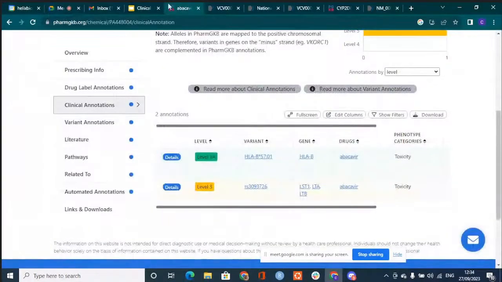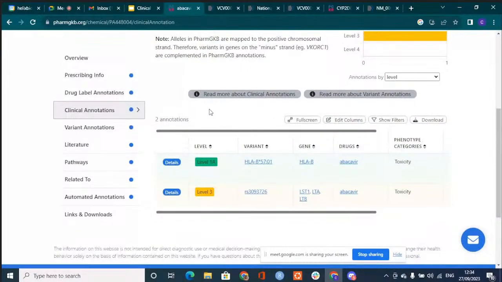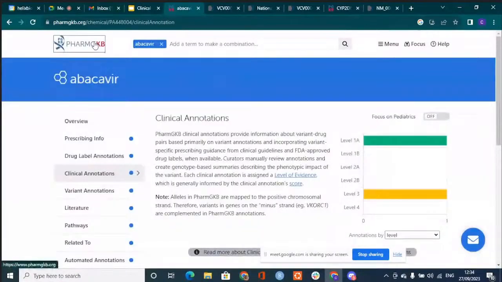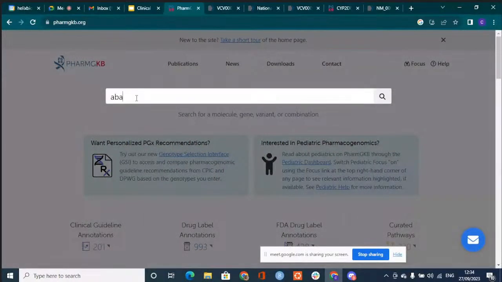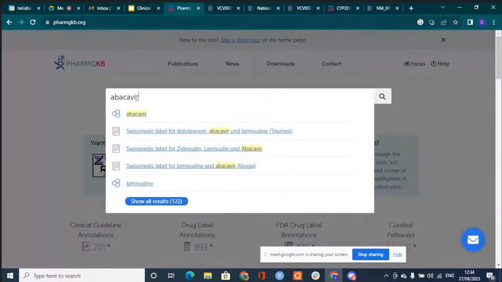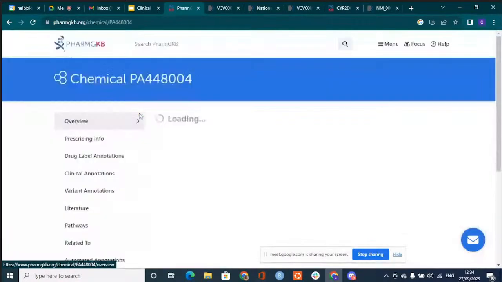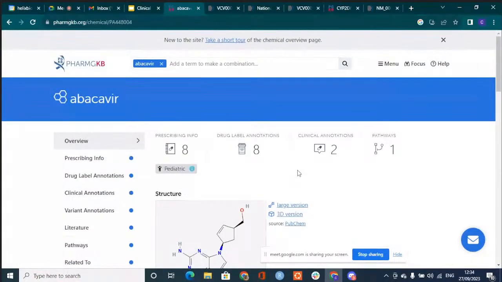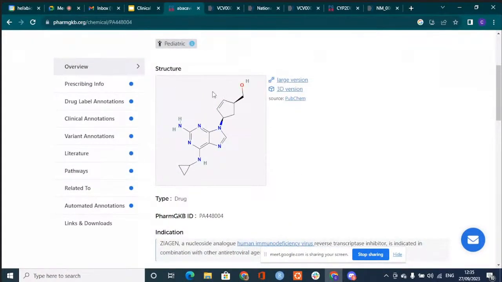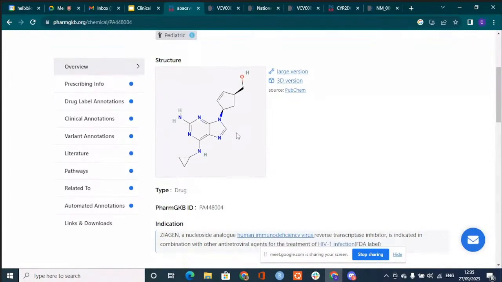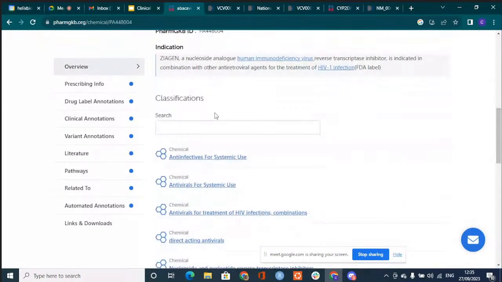No, I said Abacavir, right? What you just need to do is, this is a pharmacogenomic database. This is the knowledge base. So you type the name of Abacavir, just like general searching. Abacavir, and you want to check some information. This is the structure of that drug.